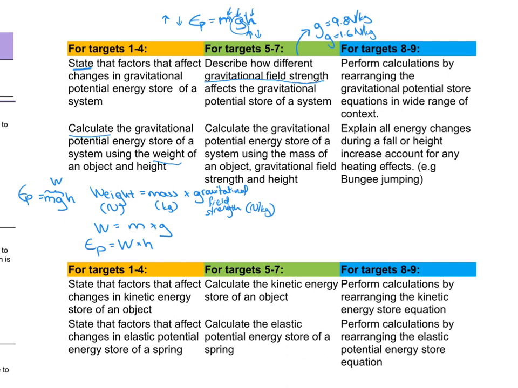And you should be able to calculate using this equation. If you want to get higher target grades, then you should be able to rearrange this equation and apply it in a lot of different contexts. I will show you how that happens when we do exam questions in a second. You should also be able to explain all the energy changes during a fall or height increase to account for any heating effects. For example, bungee jumping is one of the best examples to have a look at as well.